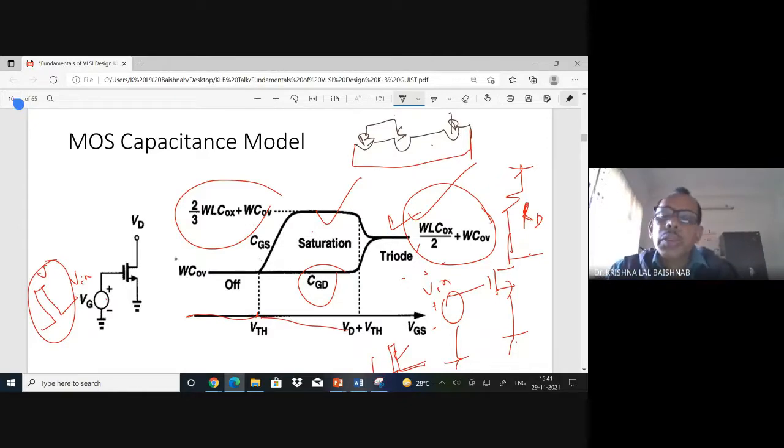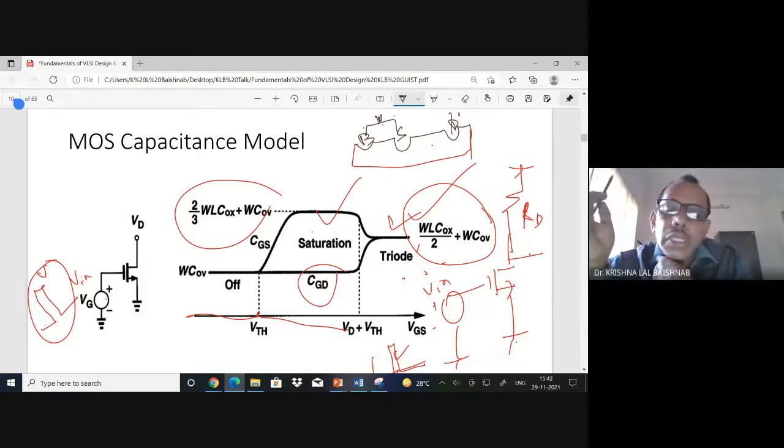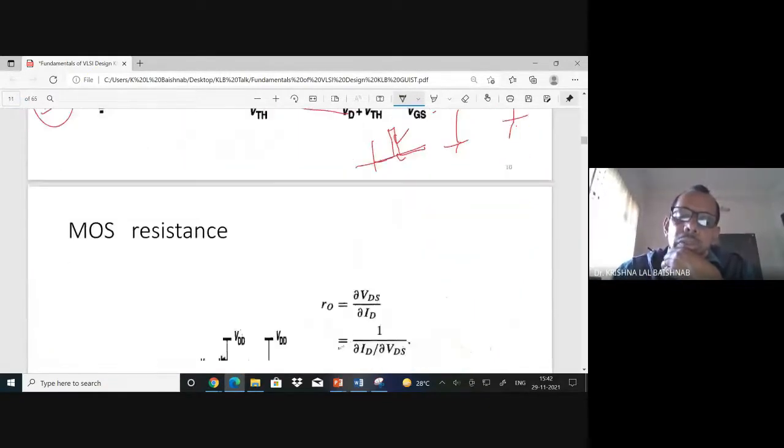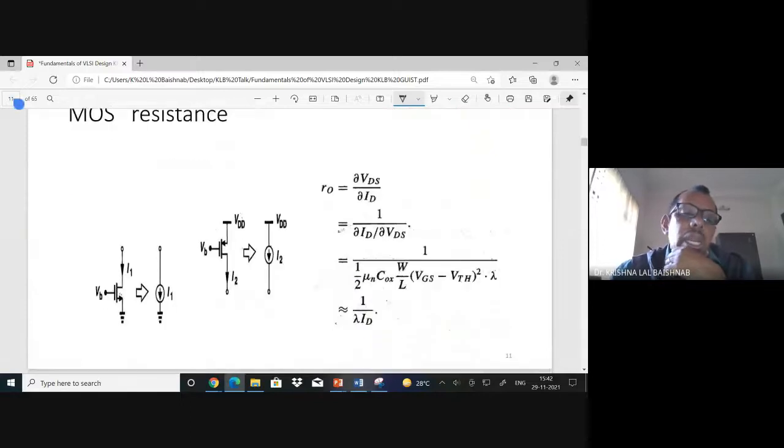Body is also there, because body and source are connected. I can put some voltage over here, and another one here also. So that becomes a MOS capacitance. You can check it, MOS capacitance. So we can use MOS as a capacitance, and MOS can also be used as a resistance.